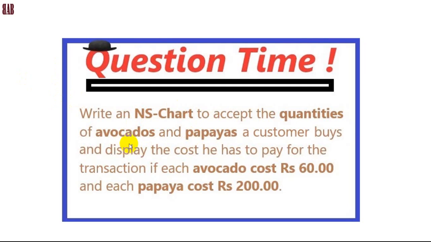So in this case, we need to get the avocados quantity and the papayas quantity, but we don't have to get the prices because prices are already given. So we can utilize that price and do the calculation. So let's go ahead with this exercise.